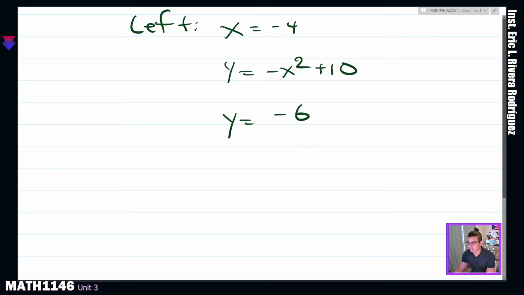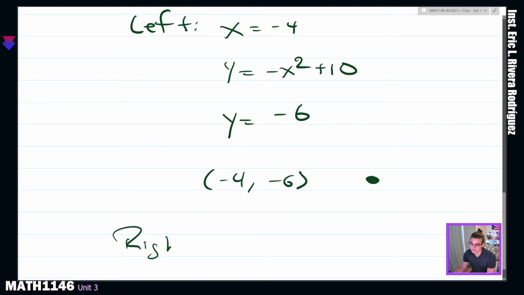So it's -6. So -4 raised to the power of 2 is positive 16, then -16 plus 10 gives -6. So we have our first point, and this one is a point. Okay, so we are going to use a solid dot there.